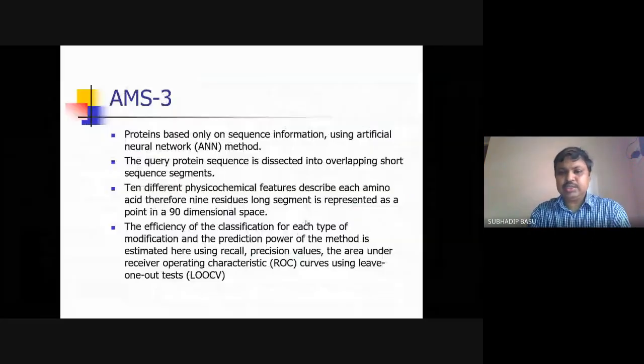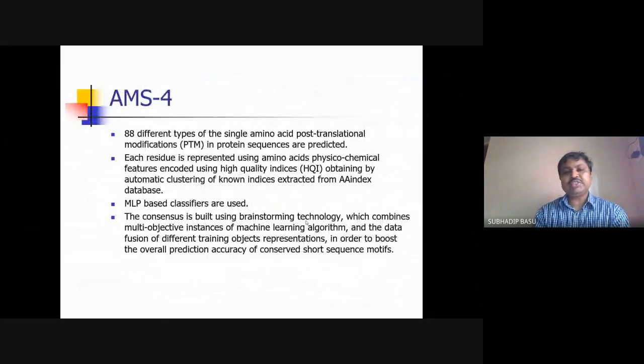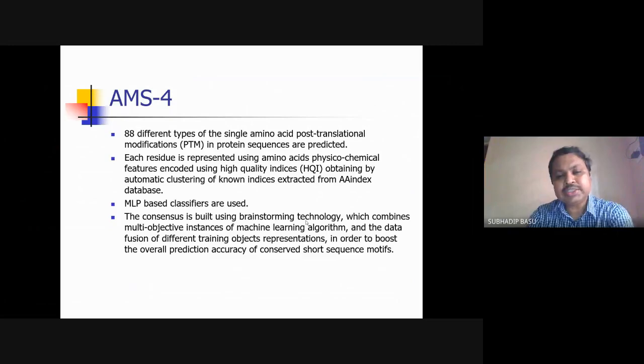Likewise, there is another version of this AMS server called AMS-4, where 80 different types of single amino acid post translational modifications are predicted, and each residue is represented using amino acid physicochemical features. In this case, high quality index features were used. You already know there is a database called the AAindex database. At that time, there were around 544 different types of physicochemical features present in the AAindex database.